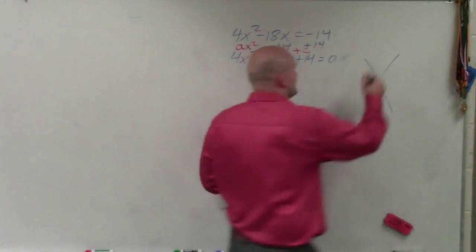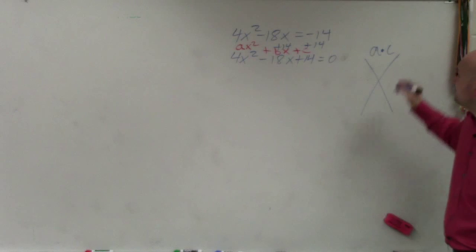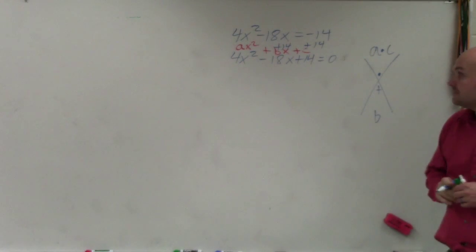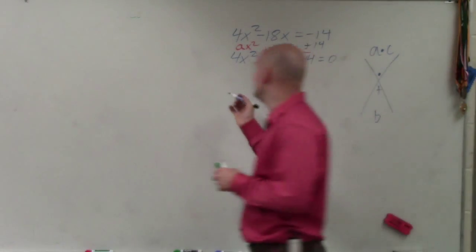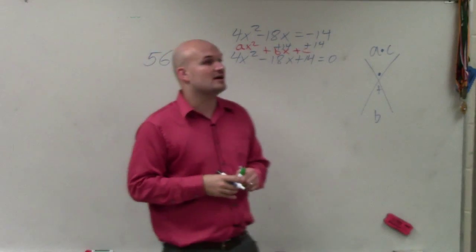But now, instead of finding what two numbers multiply to give you c, we're going to have to figure out what two numbers multiply to give you a times c, but then add to give you b. So let's do a times c. 4 times 14, 28. That's going to be 56. So I got to figure out, yes?